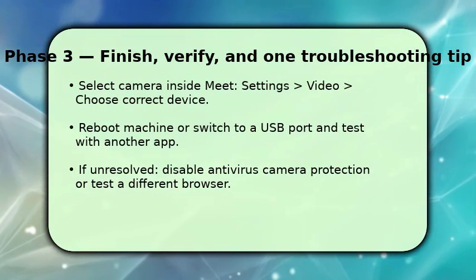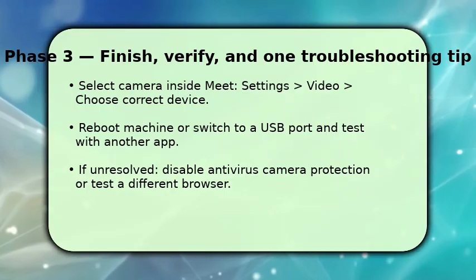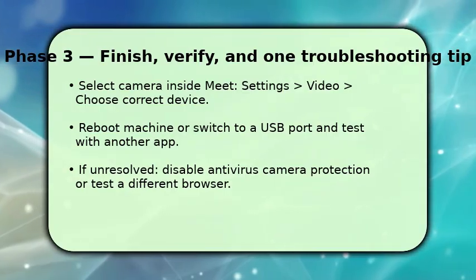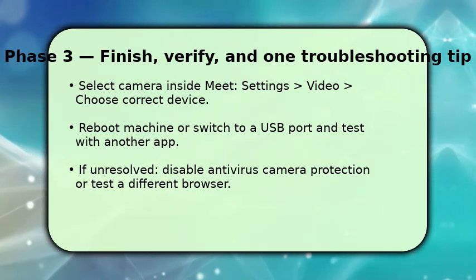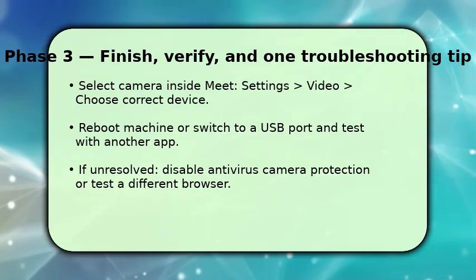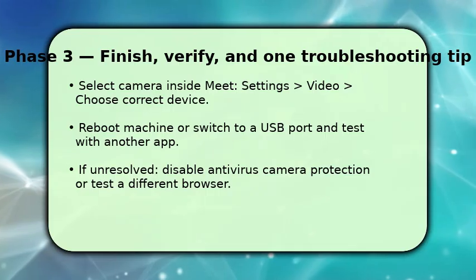Finish by choosing the camera inside Google Meet. Click Settings, open Video, and pick the correct device. If Meet still says it can't find the camera, reboot your computer, try a different USB port, and test the camera in another app to confirm hardware.